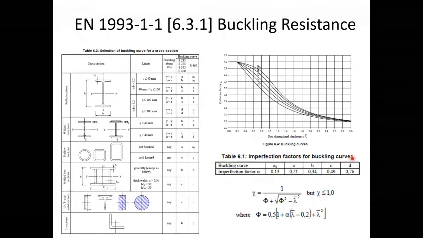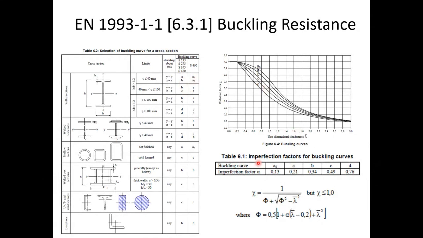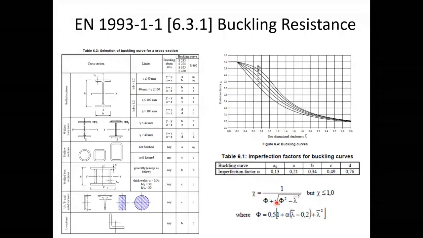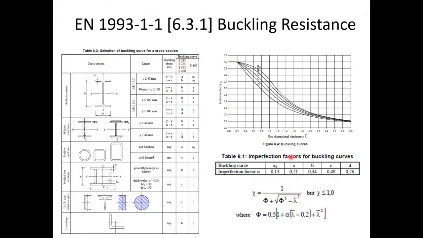For the imperfection values, if we take curve B here and go down to table 6.1, the imperfection factor is 0.34. We plug that into the formula down here. We plug in the normalized slenderness value, we get the phi value back out, plug phi in, plug the normalized slenderness value in, and we get the reduction factor. Effectively, the table and those equations are what has been used to plot figure 6.4. So we can either use 6.4 to get the values out of it, or we can plug them directly into the formulas here. I'm going to show you how to do that.